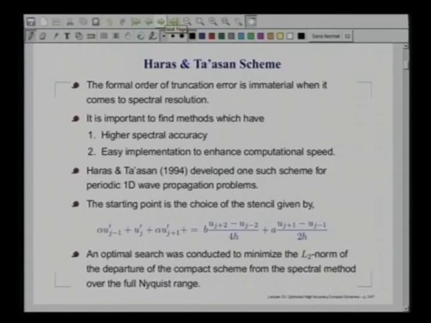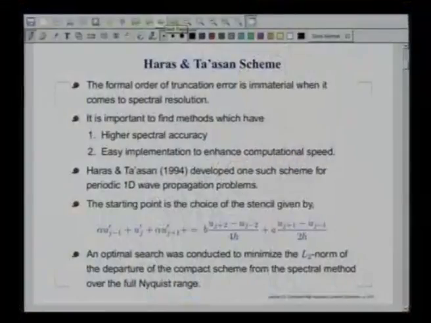We have emphasized time and again that we do not worry too much about the formal order of the truncation error. Instead, what we worry about is the spectral resolution, and we specifically look for methods which provide very high spectral accuracy through this resolution, and we want to implement this easily, so that we also get methods which are very computationally efficient and very fast. That is what we want to do.